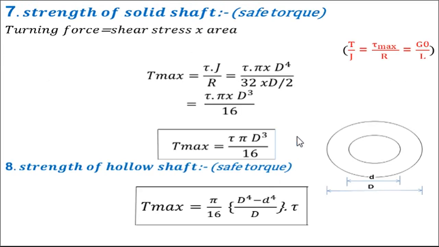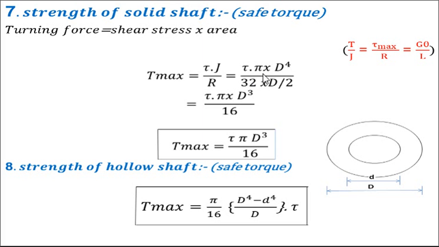Finally, the strength of a solid shaft, also called the safe torque. We know that turning force is the shear stress into area; shear stress is force divided by cross-section area, so turning force is equal to shear stress into area. The strength of the solid shaft, or safe torque, can be determined by again looking at the torsion equation, and this torque can be determined by tau J divided by R. This is the strength criteria equation.